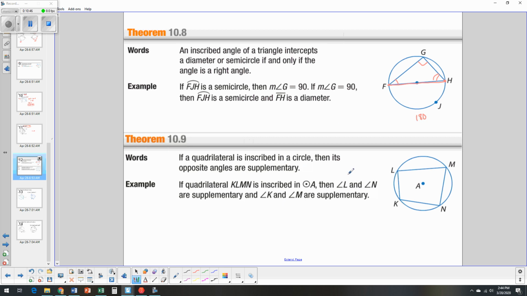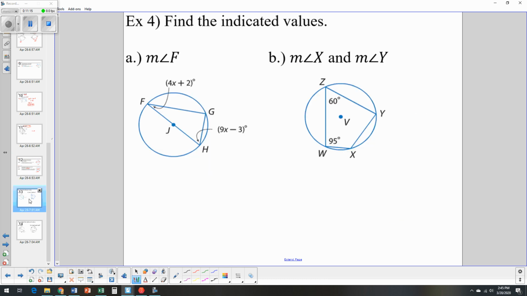Also, if I have a quadrilateral inscribed in a circle, then its opposite angles are supplementary. So that means angle L and angle N are going to add to 180. They are not equal, they are supplementary. And angle K and angle M will be equal to 180. Okay? So we're going to try that.